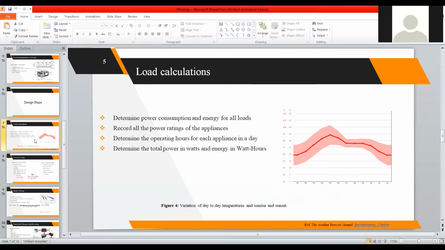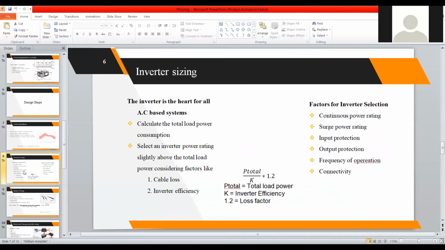Then after that, you also want to find the energy consumption. In short, if there's a TV, for how long will the TV be on? How much power will the TV be using in 24 hours? So you want to multiply each power rating with the operating hours. Then you want to do that for all the appliances and find the total energy in watt hours for the system. Then after you've actually done that, you want to size your inverter.